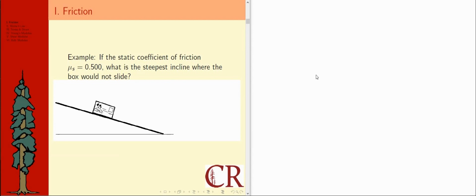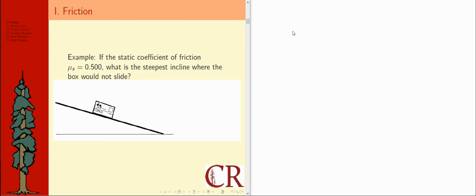If the static coefficient of friction is 0.500 for this situation pictured here, what is the steepest incline where the box would not slide? So we're going to approach this as a force problem. I mean, that kind of makes sense, I think. So what should we start with? I think we should start with an FBD.